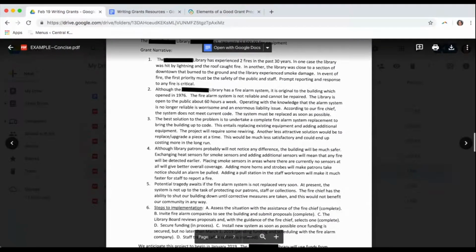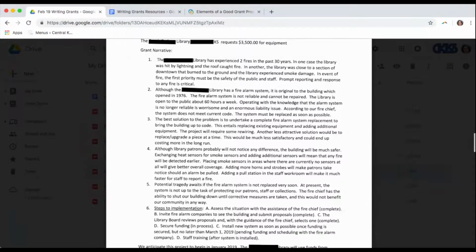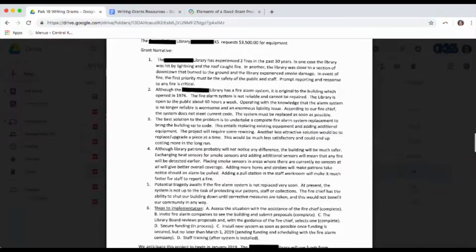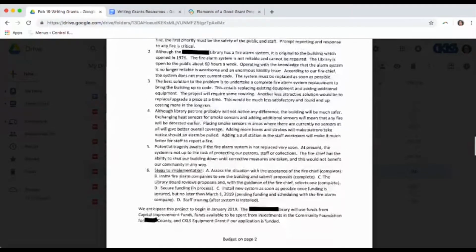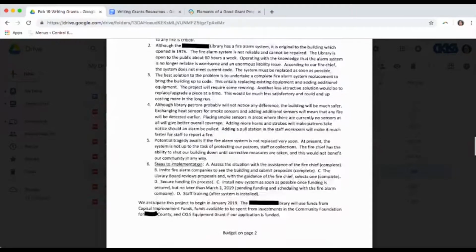She's saying that the library had fires in the last 30 years. It's been hit by lightning. It's had a roof fire. It's also close to other places that have had fires. So she's already building that need right there. Then it talks about the system and how it's aging, and while it's not broken yet, it's better to be proactive in a safety feature like this.